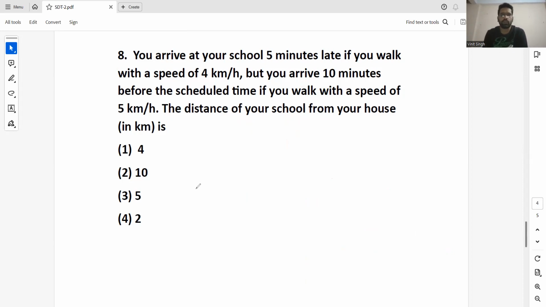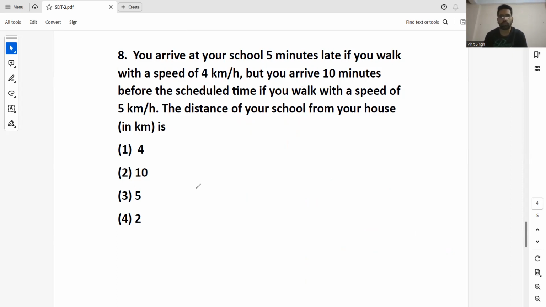You arrived at your school 5 minutes late if you walk with a speed of 4 km per hour. But you arrive 10 minutes before the scheduled time if you walk with a speed of 5 km per hour. Find the distance of your school from your house.